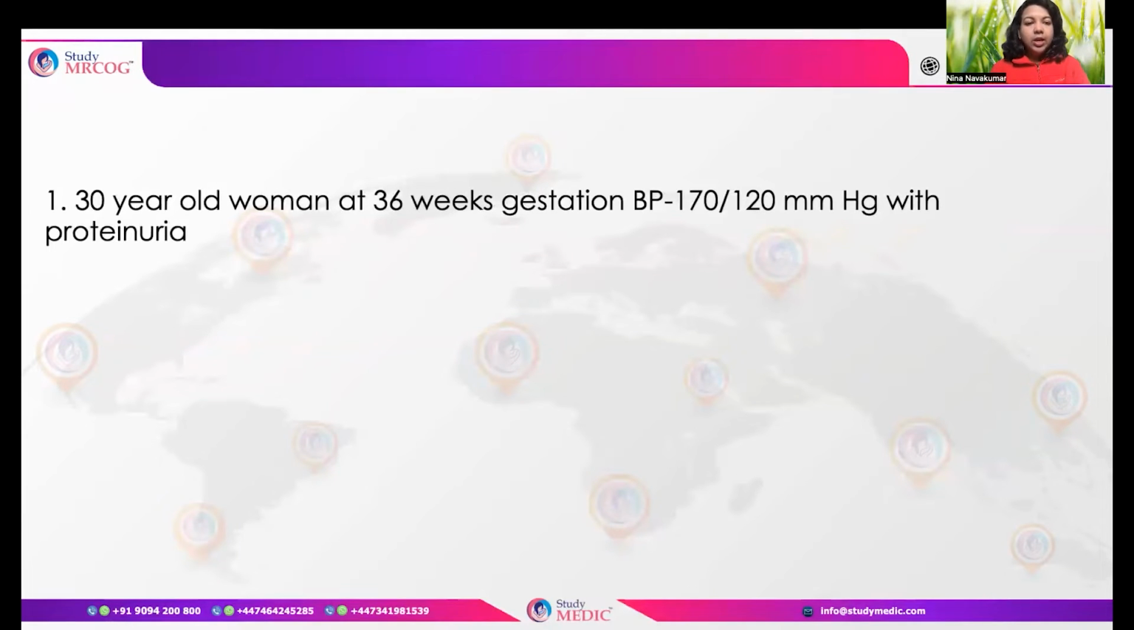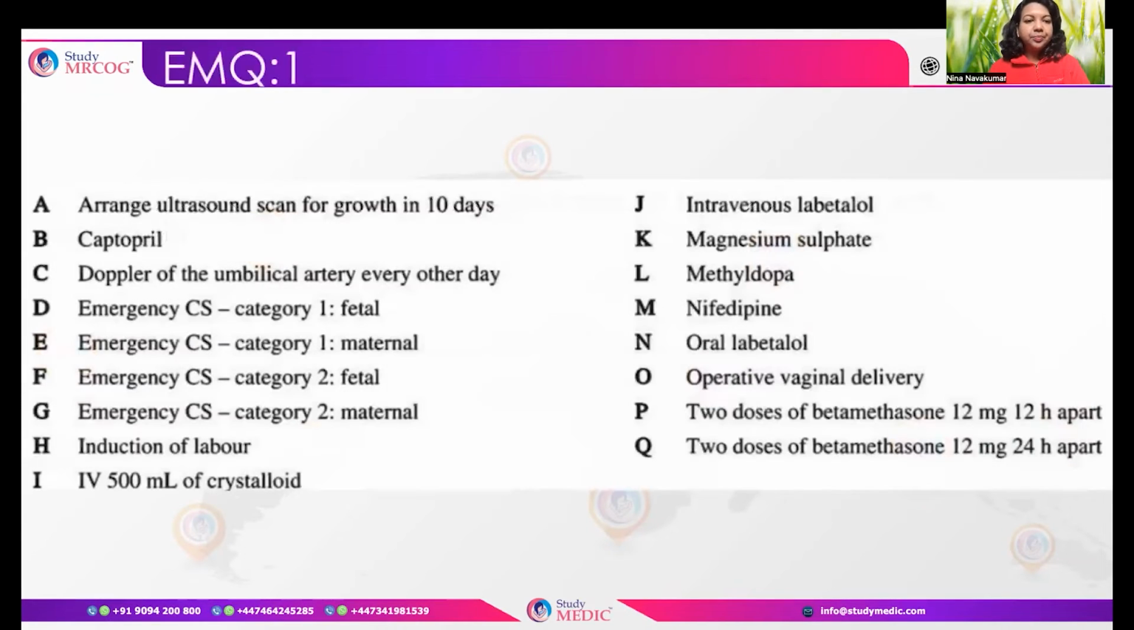The first question: a 30-year-old woman at 36 weeks of gestation with a blood pressure of 170 by 120 millimeters of mercury and proteinuria has come. Usually the question would be, what will be your next appropriate management? And there will be a whole lot of options as well. Analyzing the question, she is late preterm, 36 weeks, and has a blood pressure of 170 by 120, which is more than 160 by 110 millimeters of mercury. So that is preeclampsia with severe features, and definitely she has proteinuria also. So she has preeclampsia with severe features at 36 weeks of gestation.